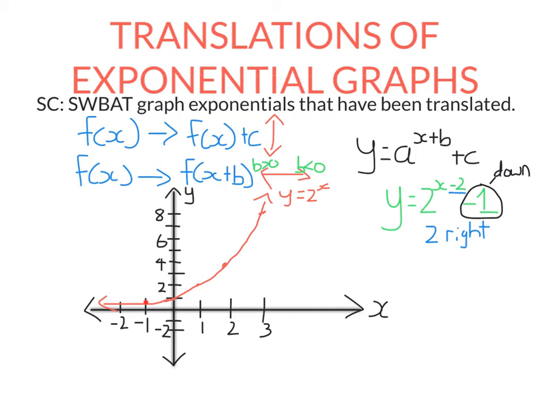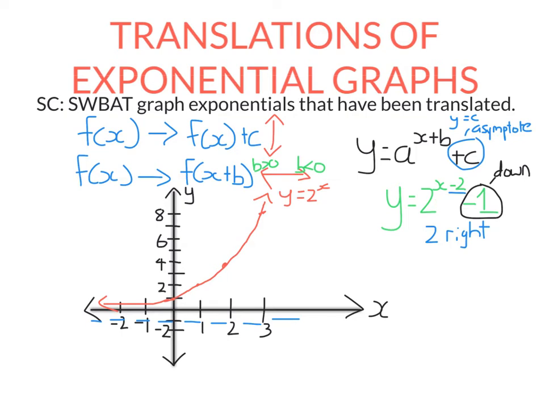So if we shift this down by 1, the asymptote's going to be down here. So the asymptote of our green graph, y equals 2 to the power of (x minus 2) minus 1, will be here. So this value of c gives you the value of the asymptote. Of course, remember that exponential functions only have one asymptote. It's always a horizontal asymptote, unlike hyperbolas, which had 2.